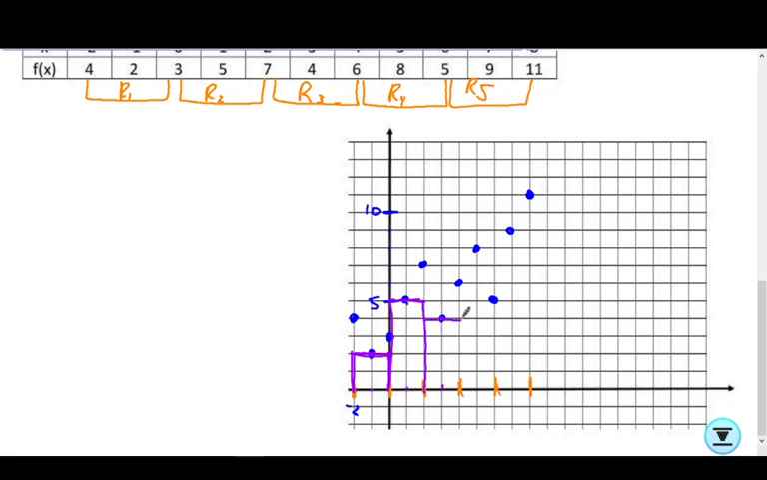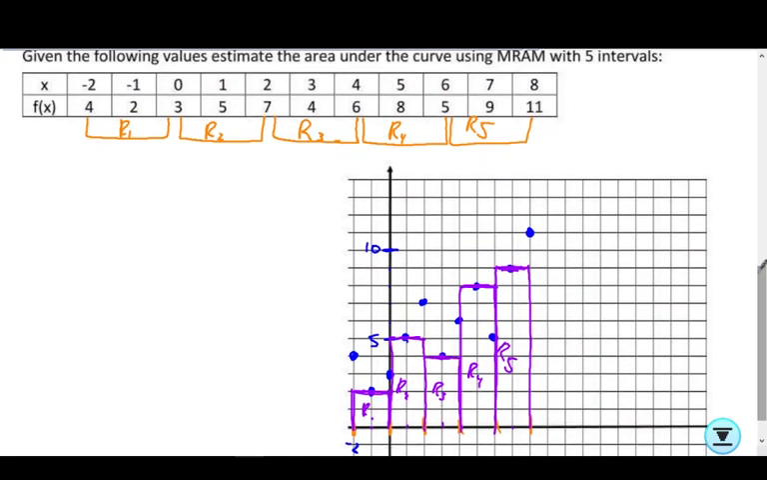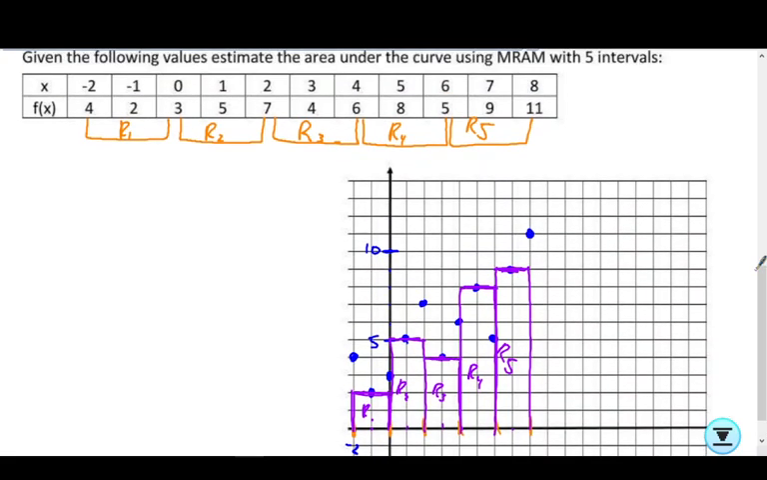Midpoint here, this is the height of this one. From here to here, here's my height. So there's that rectangle. From here, go up, we hit here. So there's the height of that rectangle. So again, this is R1, R2, R3, R4, R5. So that's just giving us kind of an idea. Now, if we were doing this, we don't technically need the graph.